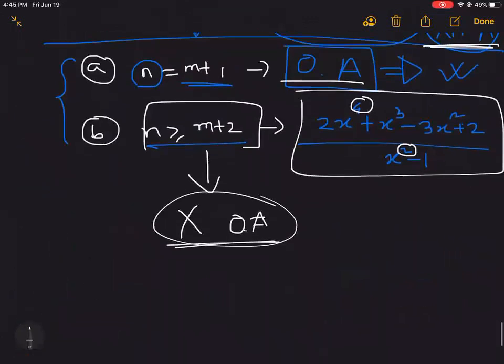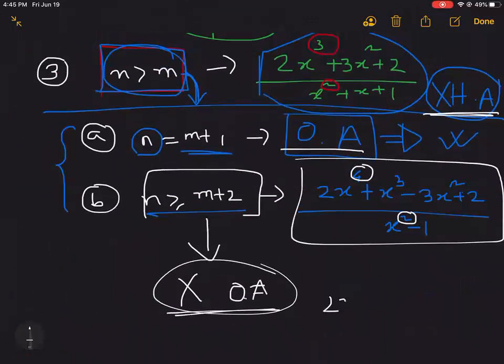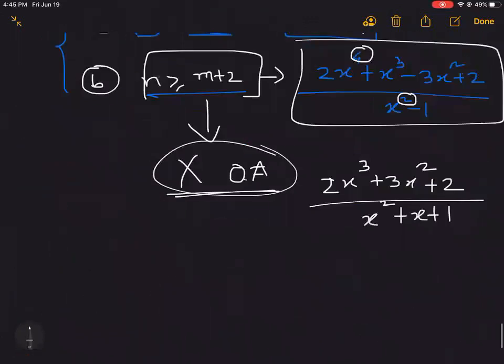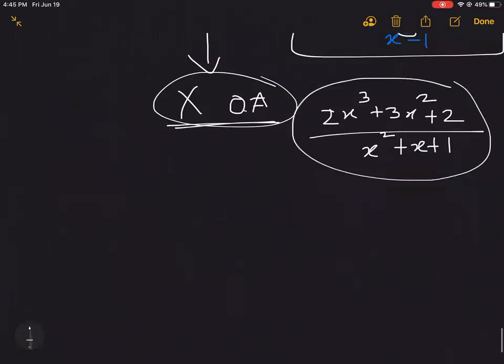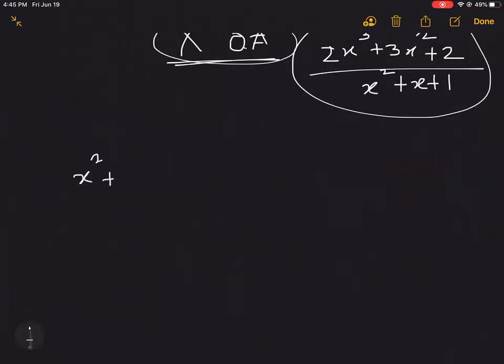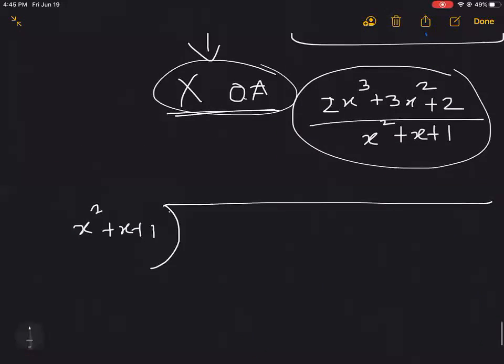What is the problem? Here you go. Let me rewrite it here: 2x cubed plus 3x squared plus 2 over x squared plus x plus 1. Okay, so that's the fraction, and we need to divide it. That means x squared plus x plus 1. If you remember, we have learned this in Math 95. This is 2x cubed plus 3x squared plus 0x plus 2.